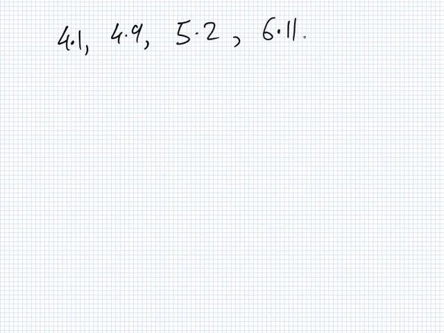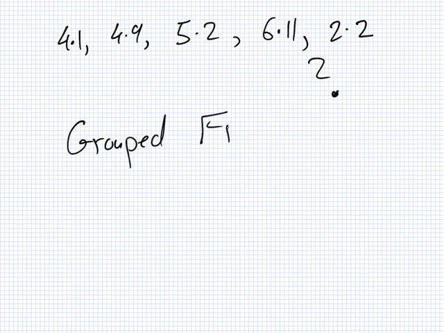Okay, continue. So that is what you do if it's discrete. But what do you do if it's continuous? If you have something like 4.1, 4.9, 5.2, 6.11, 2.2, which is continuous, what way could you put this in a table? Yeah, you can put it together in what's called a grouped frequency.